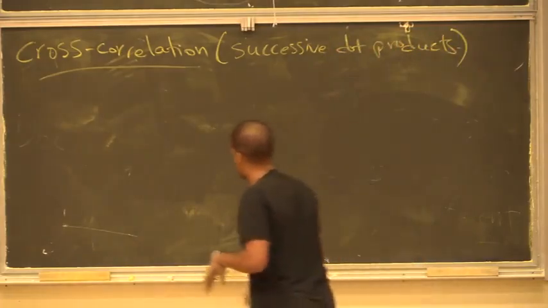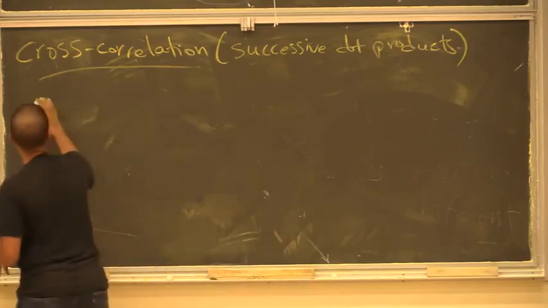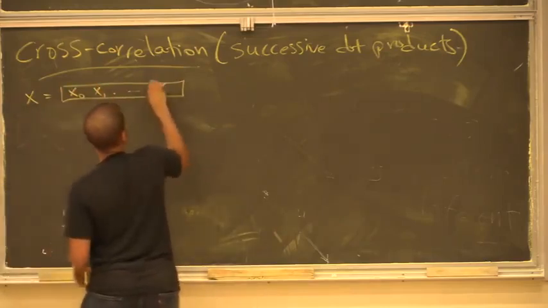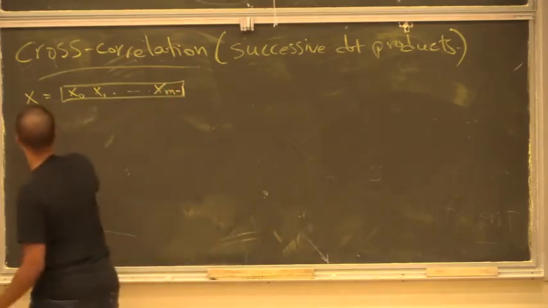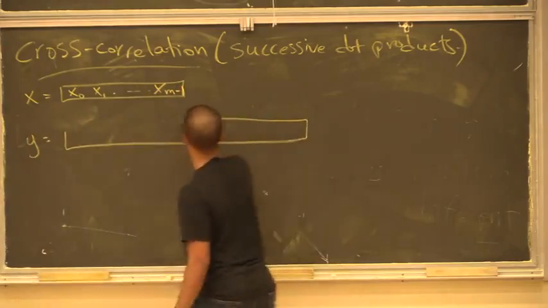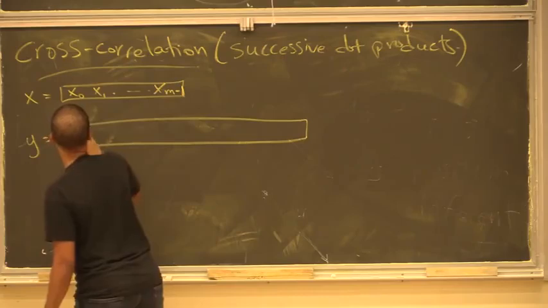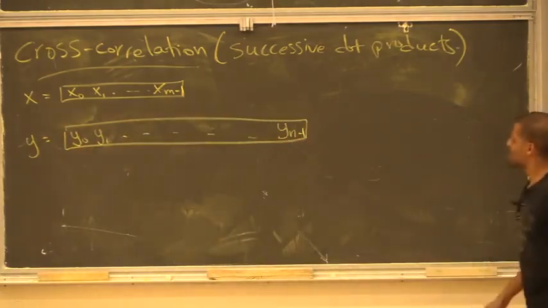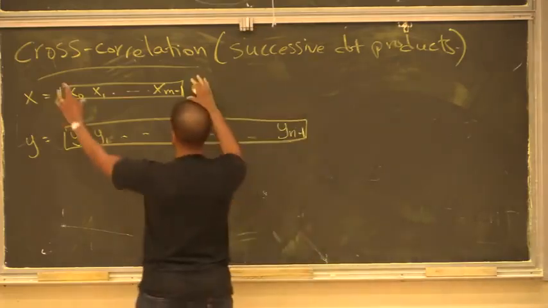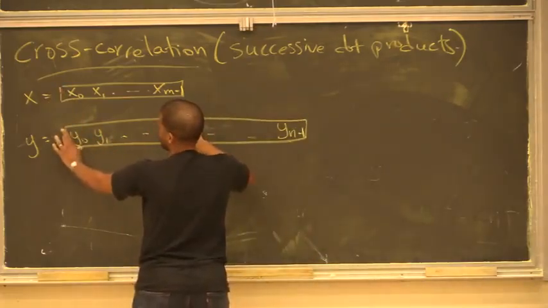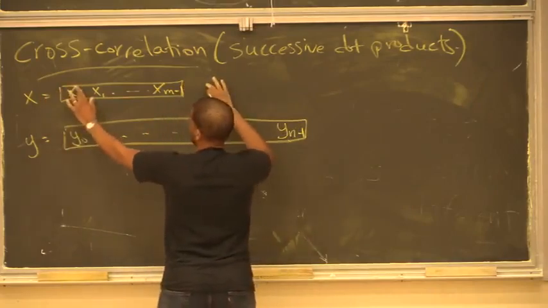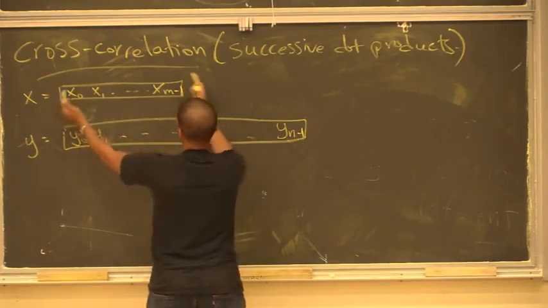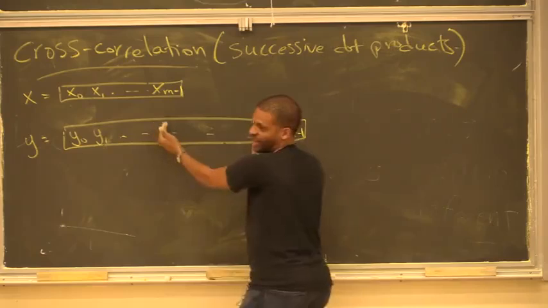So the idea here is you have two vectors of different lengths. Let's say you have a vector x, which is x0, x1, up to x m minus 1. And then you have a longer vector y, which is y0, y1, up to y n minus 1. What I want to know is what's the dot product between x and the first m entries of y. Also, if I shift x over by 1, what's the dot product of x with the next m entries of y, etc. Basically, for each shift of x, I want to take the dot product with y.